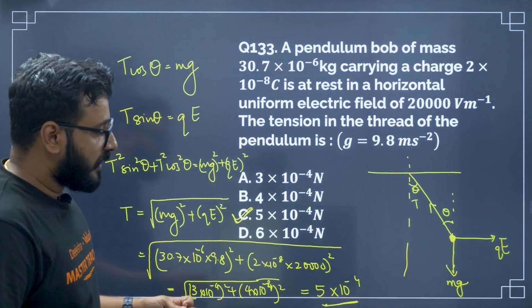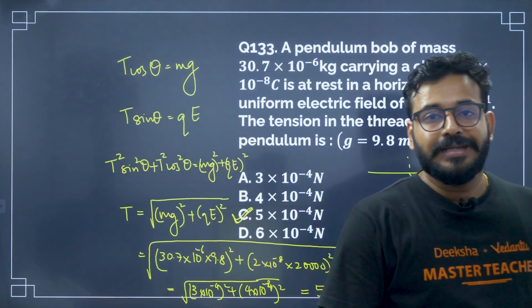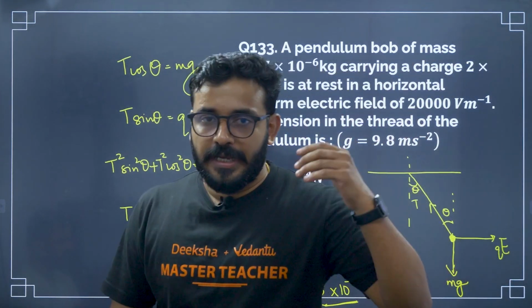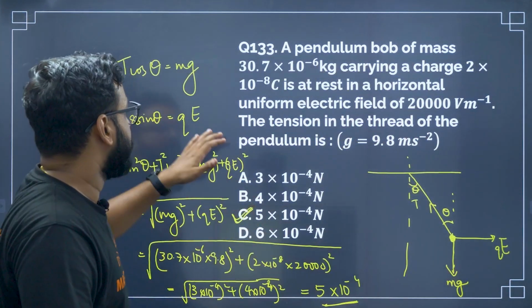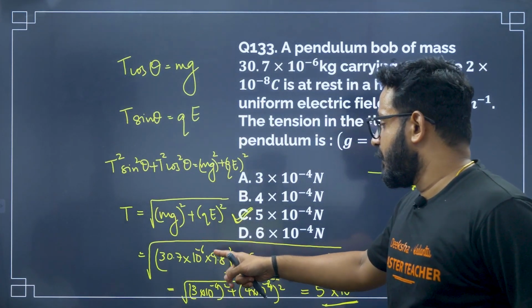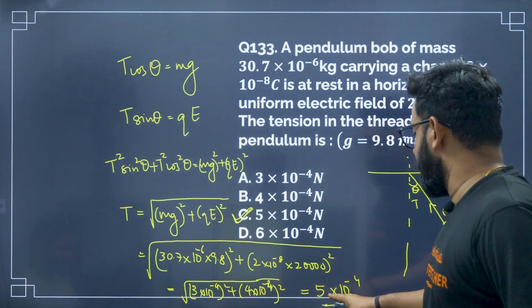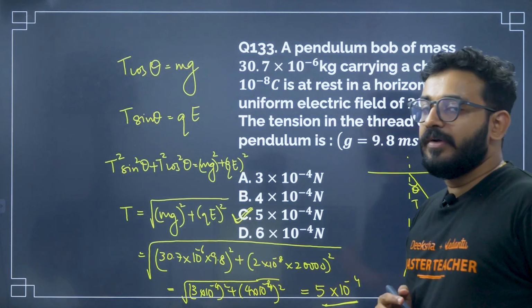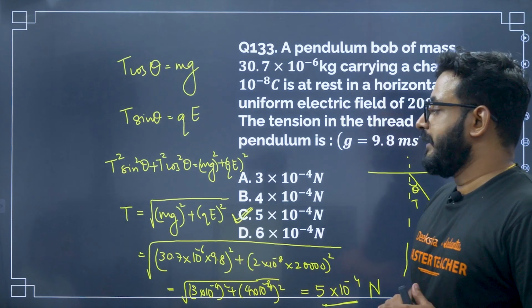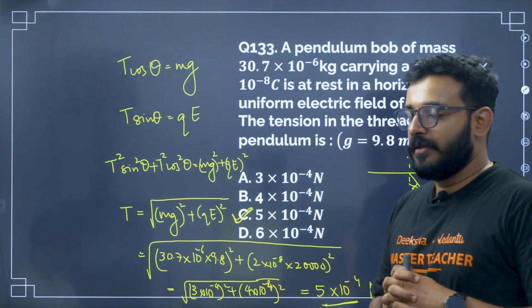Alright. So this question is not very easy. It is slightly tricky, not very difficult as well. So you need to have an understanding of components and how to solve the components if the theta value is unknown. Okay. So if you have that idea, you can very simply do this. Ultimately you will get the answer as 5 into 10 to the power minus 4 Newton is the correct answer. Yes, so this is the tension.